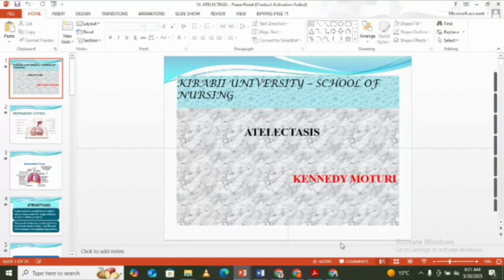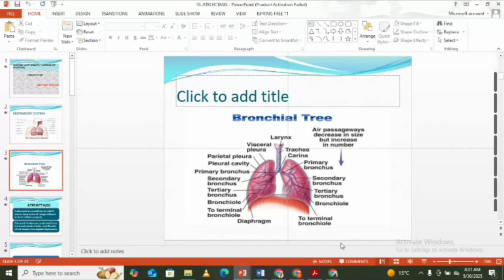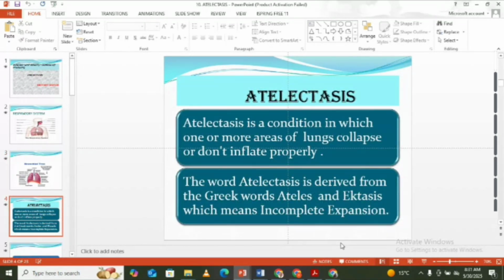Then let's talk about the pathophysiology of atelectasis. When we talk about atelectasis, we are talking about partial or complete lung collapse. Could be of a lung or a lobe of the lung. And if there's a collapse of part of the lung or a whole lobe of the lung, then it's going to result in reduced or absent gaseous exchange taking place in the affected area.